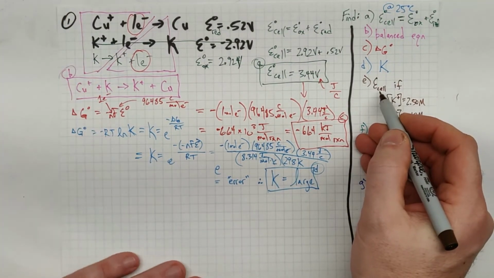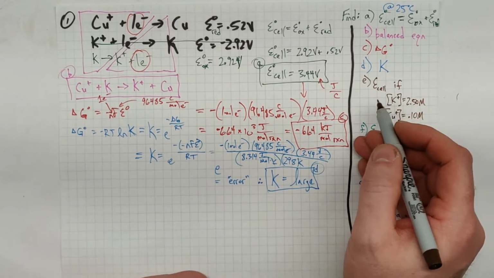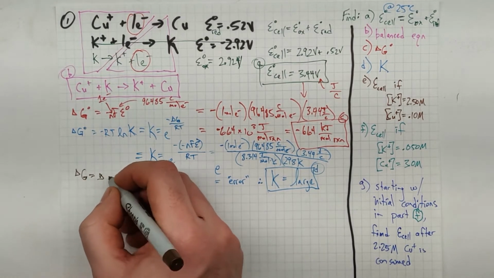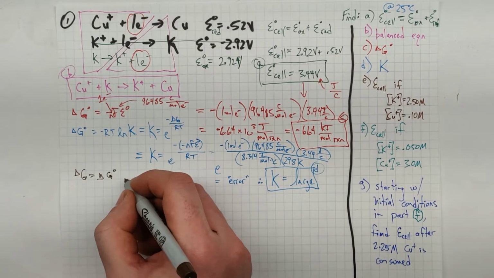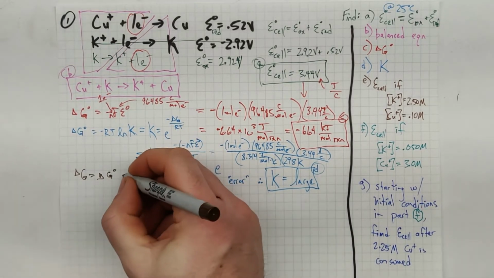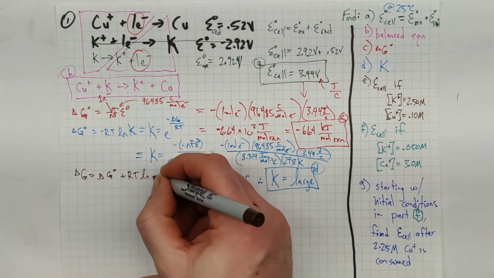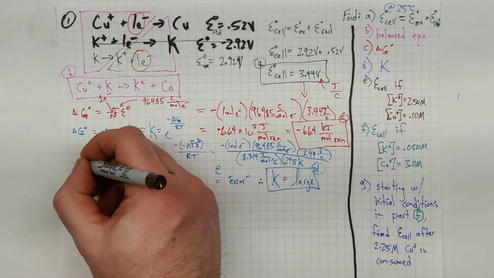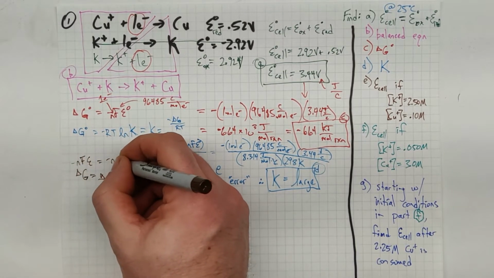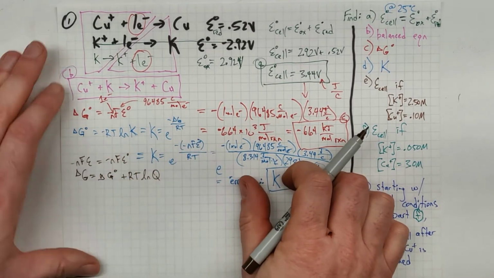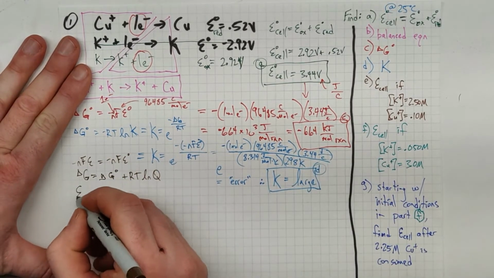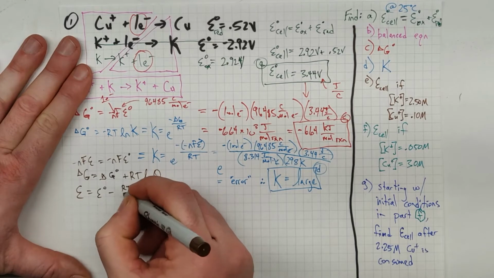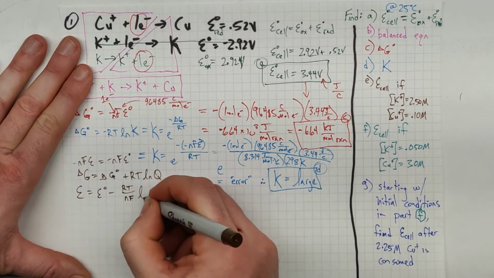For part E, we're dealing with a non-standard cell potential. And just to jump back in time, when we calculated non-standard G, we did it based on the standard Gibbs free energy, and that was plus RT natural log of Q, the reaction quotient, right? So if we replace it with negative nFE and negative nFE standard, we get a slightly revised form where now we have E non-standard is E standard minus RT over nF natural log of Q.